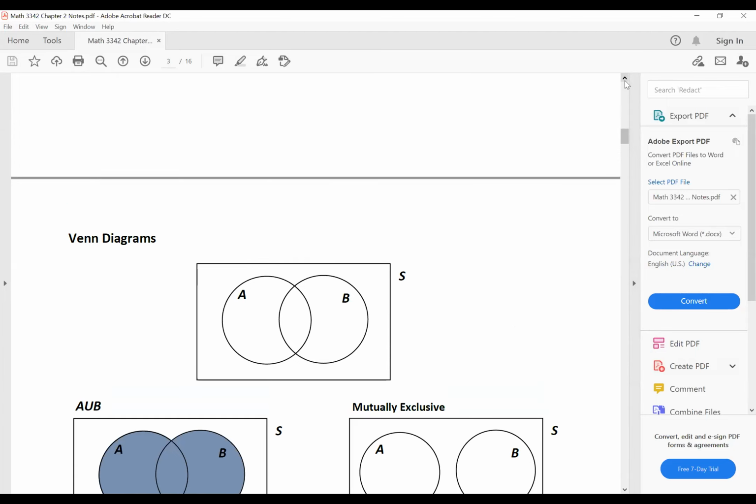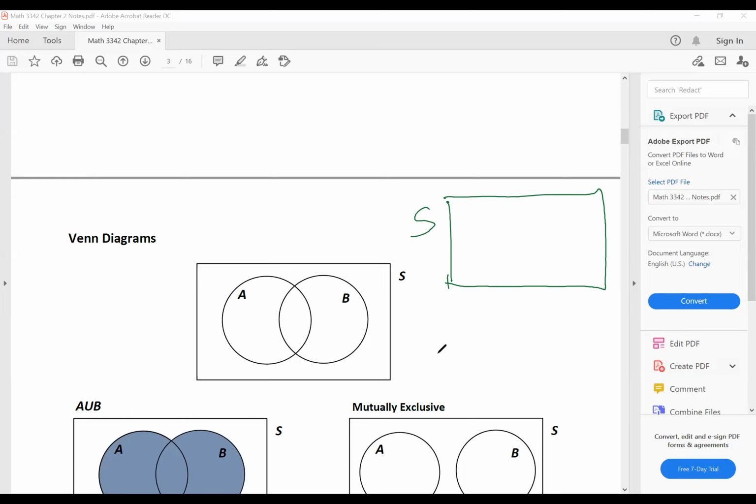So what is a Venn diagram? To draw a Venn diagram, you will use a triangle shape to represent the sample space. Sorry, not triangle, rectangular shape. So you will use a rectangle to represent a sample space. So this is called a sample space. That means this rectangle will contain all the outcomes of an experiment. So you will have all the outcomes of an experiment in this rectangular box.